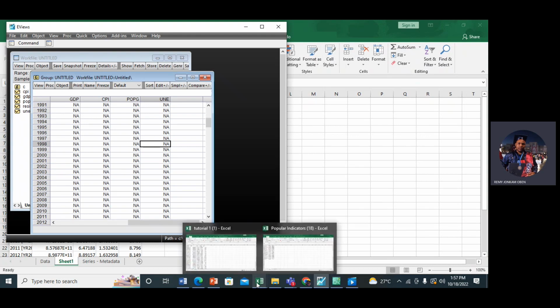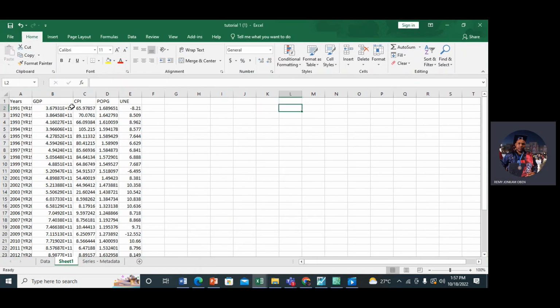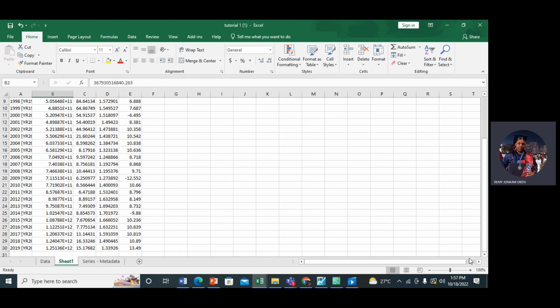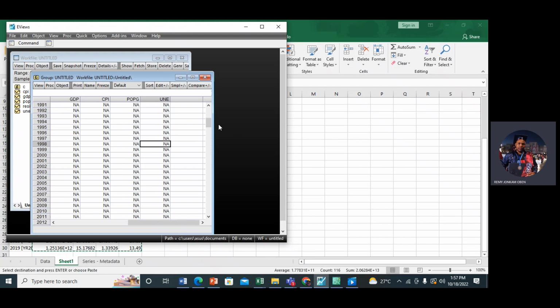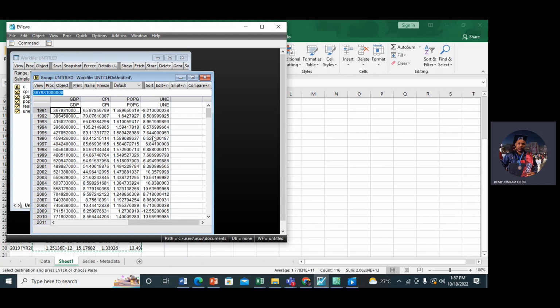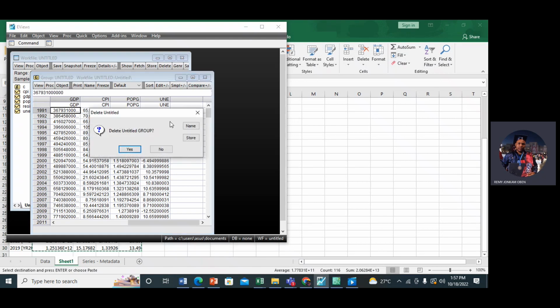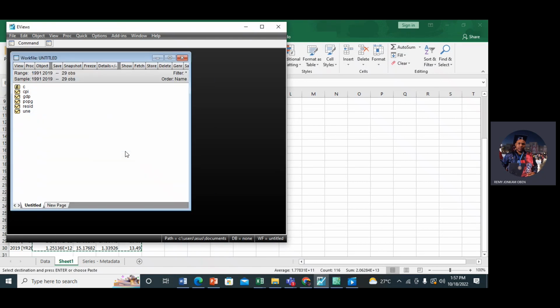So I'll copy my data and paste in eViews. Again, always make sure you are pasting in the first cell. Very important. After pasting, you can delete. The data is there now. Okay, now there are many things we can do with this data. The first thing I'm going to show you is the graphs.